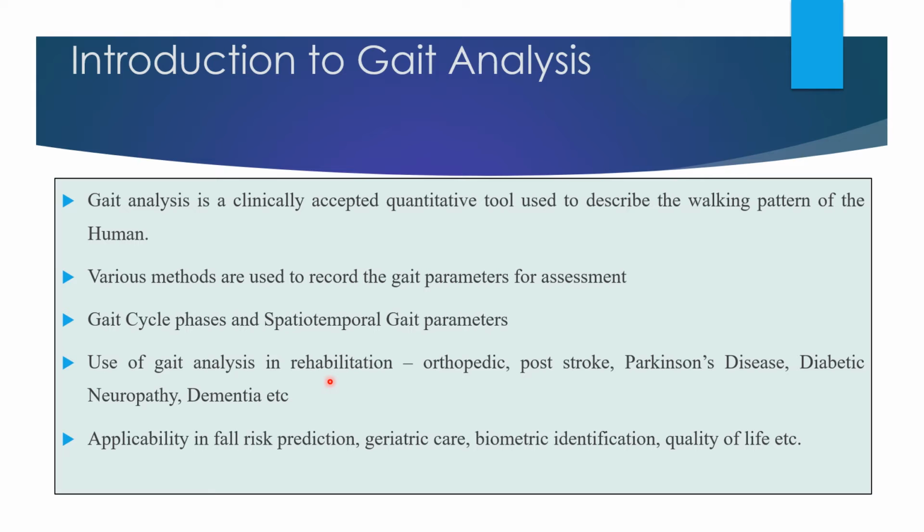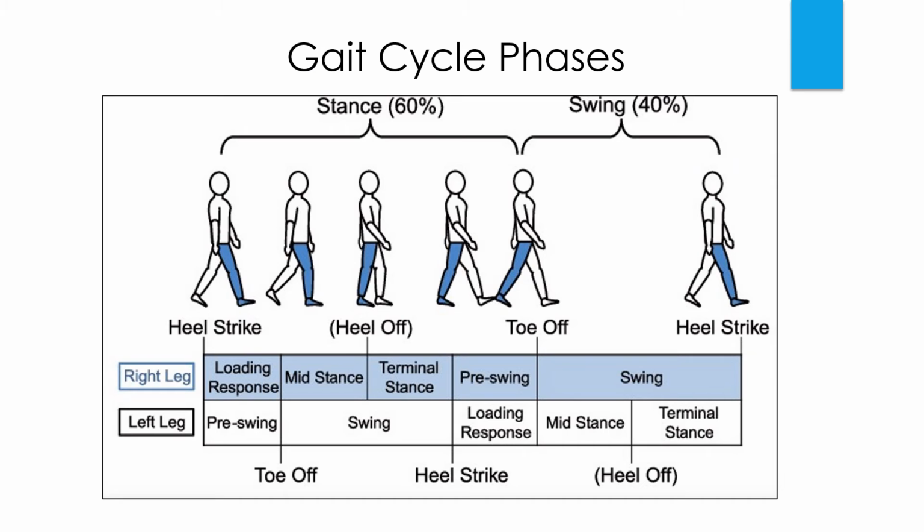Now, in advanced applicability, gait analysis is used in fall risk prediction, maybe for geriatric care, or as a biometric identification. Moving ahead to know about the gait cycle phases, a typical gait cycle is divided into two major phases. One is specified as stance, which occupies 60% of a gait cycle, while swing occupies 40%.